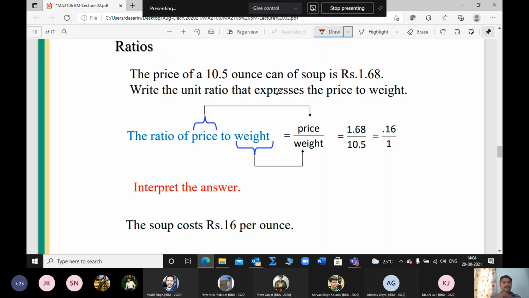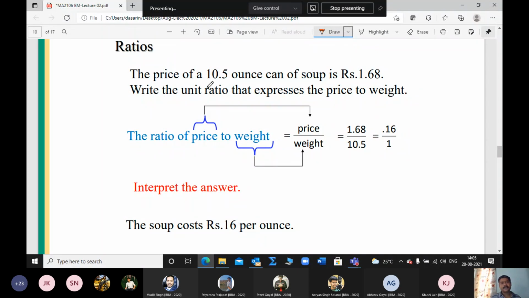Good. So since I want to calculate the ratio of the price to the weight, price always comes in the numerator, weight would always come in the denominator. So the answer is 1.68 divided by 10.5. But I can't take it as the answer because I wanted to calculate the unit ratio.